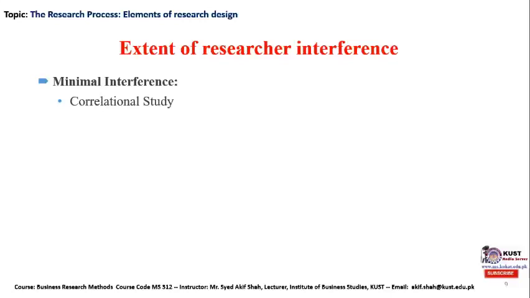Let's say the researcher is interested in the relationship between advertisement and the sales volume of the company, and the research question asks whether an increase in advertisement corresponds to an increase in sales volume. Such a research question can be addressed with minimum interference by the researcher. The researcher is not required to modify the environment or change behavior or environmental factors to find the cause and effect, since this is a correlational study and the researcher is interested in developing the nexus or association between two or three variables.